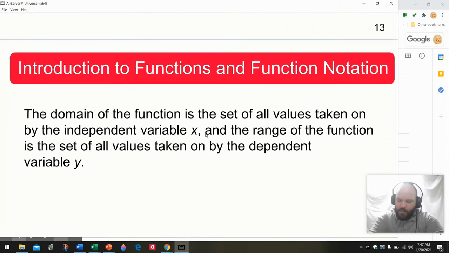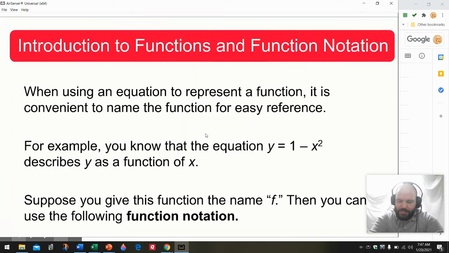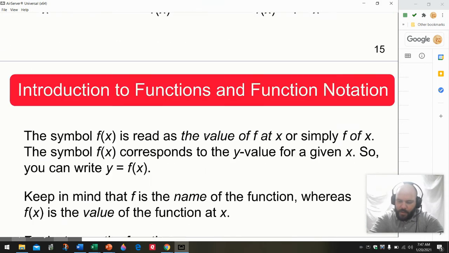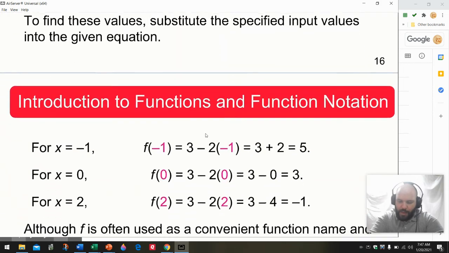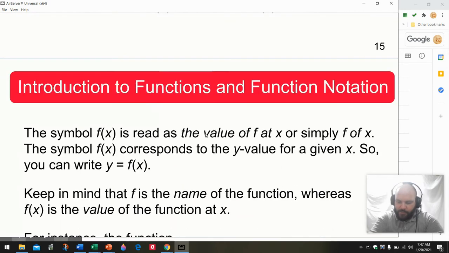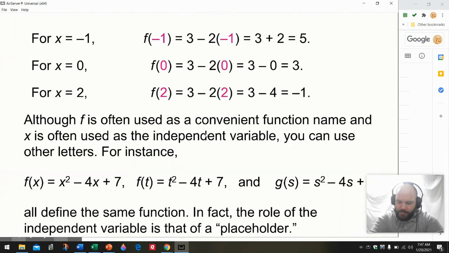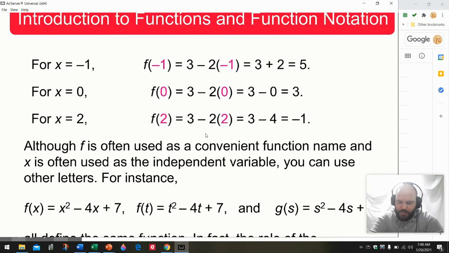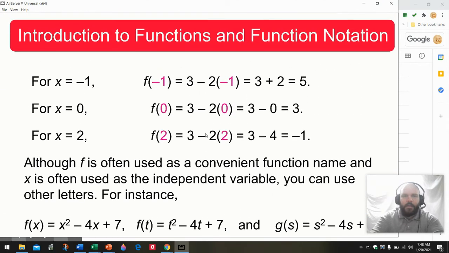Okay, so the next example that I want to show you is how we use function notation to evaluate. And let me fast forward here. So function notation and why that's important is what you see right here.